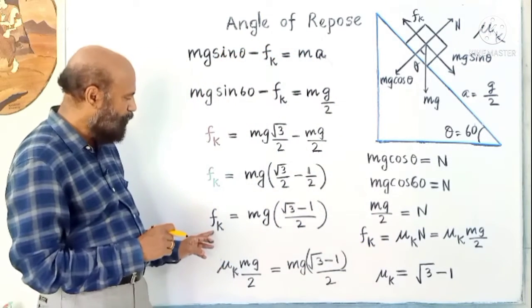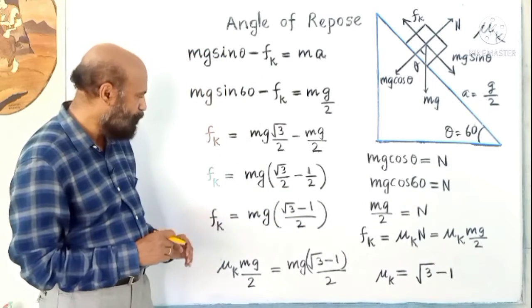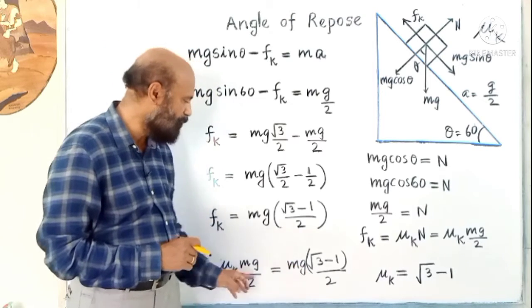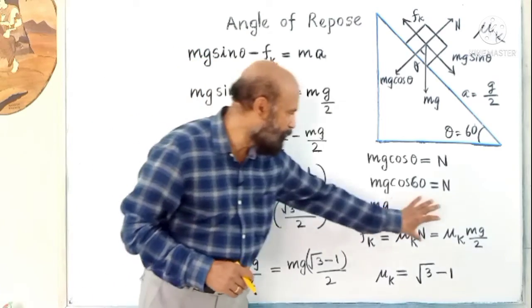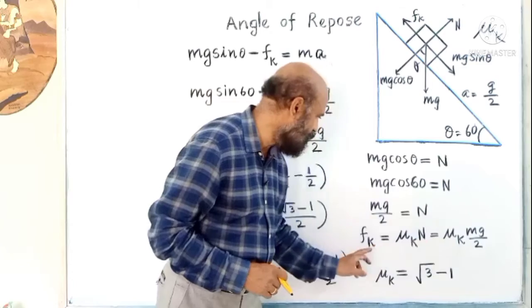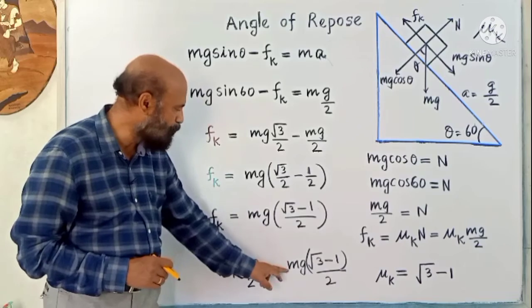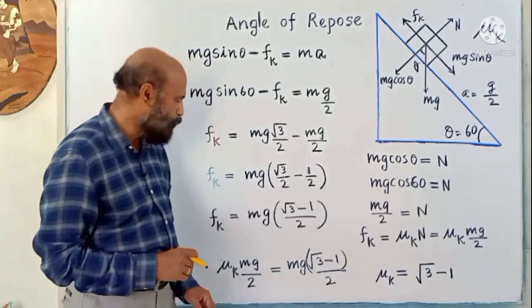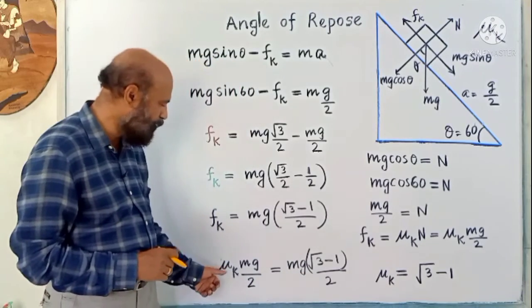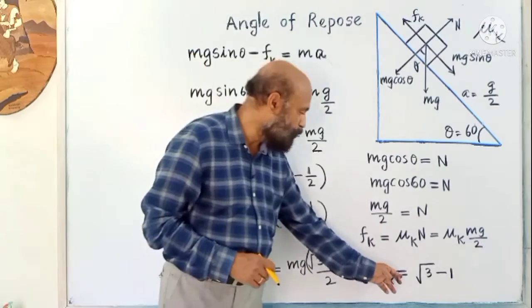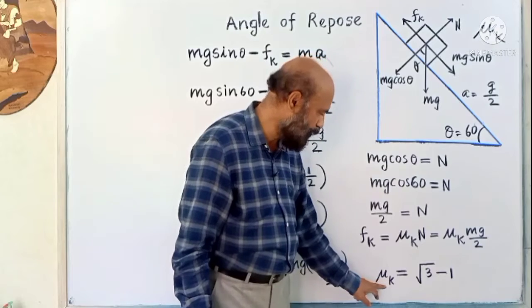Now from these two equations, we can get this relation. The left hand sides are equal, so equate the right hand sides. The right hand side here is mu k mg by 2. The other right hand side is mg times root 3 minus 1 by 2. So mg and mg will get cancelled, 2 will get cancelled. Finally you will get mu k is root 3 minus 1. So this is the coefficient of kinetic friction.